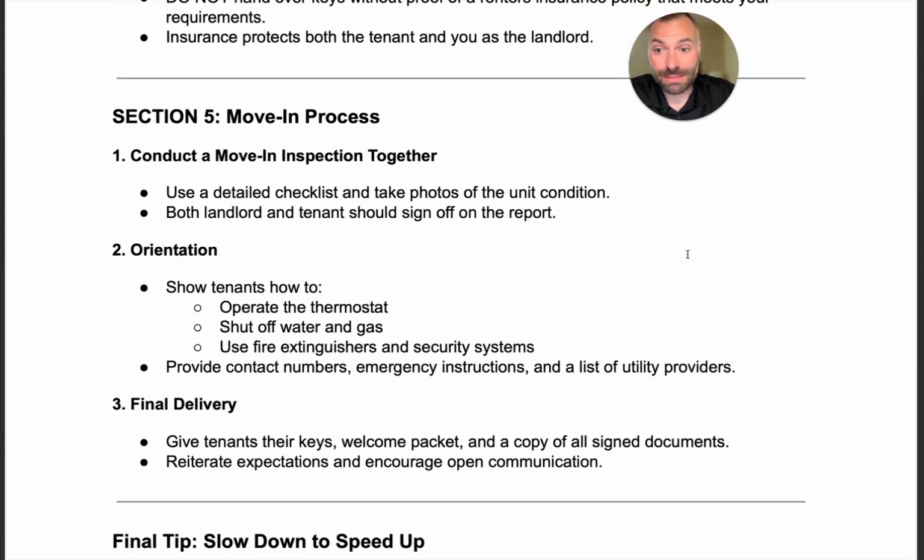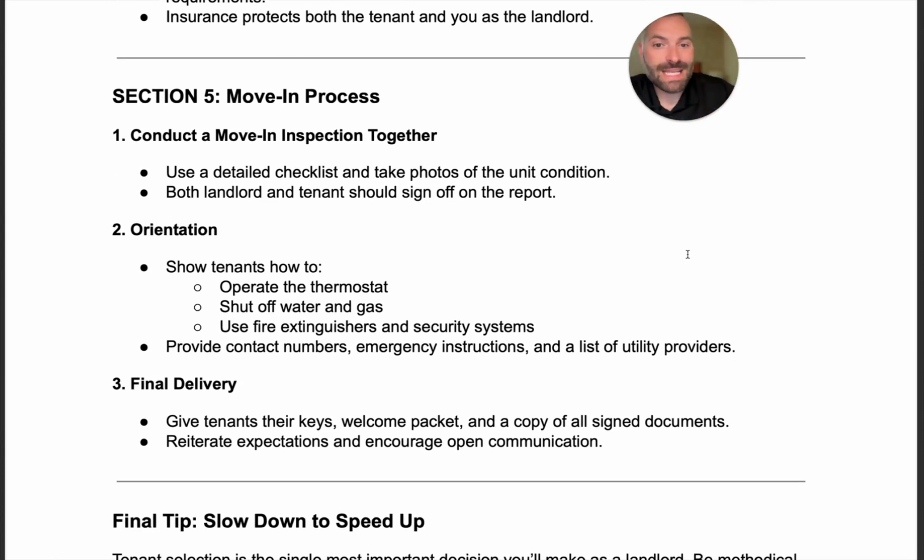The move-in process. You want to move in together as part of all this. Detailed checklist, the move-in, move-out checklist. Take pictures. Take pictures as you're going through with them so they know you're documenting this. They should sign off on this report too, acknowledging that when they moved in, this unit was completely rehabbed, no issues whatsoever.